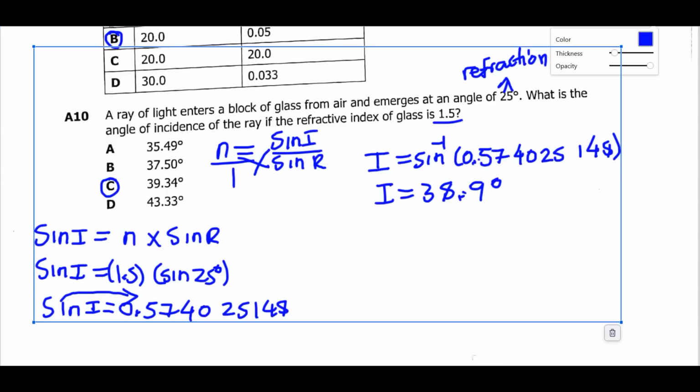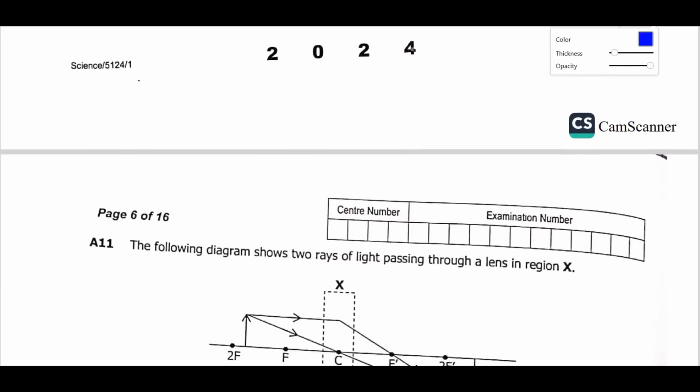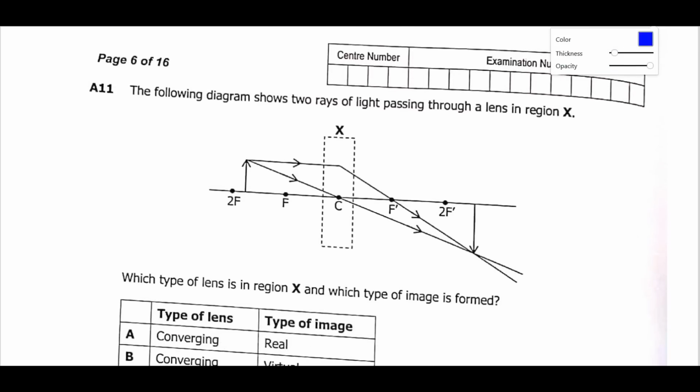So sometimes you may not get the actual answer, so you just have to look at the number that is closer to the number that you have. So that's what I'm getting. We'll move on to question number 11.